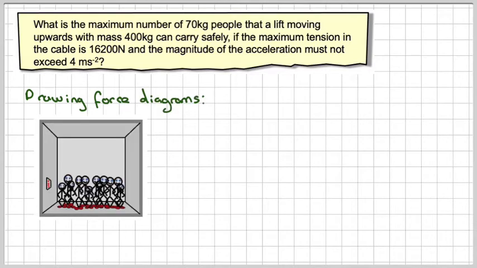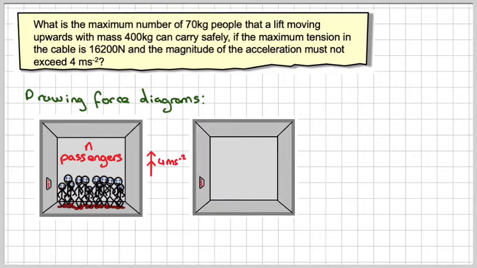So basically what we've got is a lift full of passengers. We don't know how many passengers we can take, so we'll just say there are going to be n passengers. Now, it's a good idea in lift problems to draw the lift and the thing that's in the lift separately. And we know it's moving upwards with 4 meters per second.